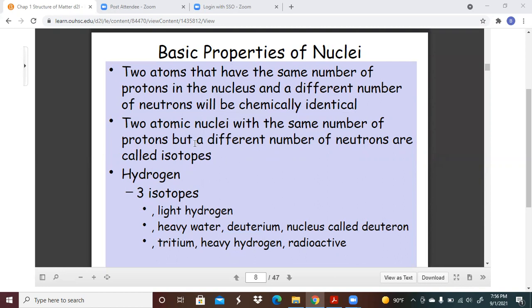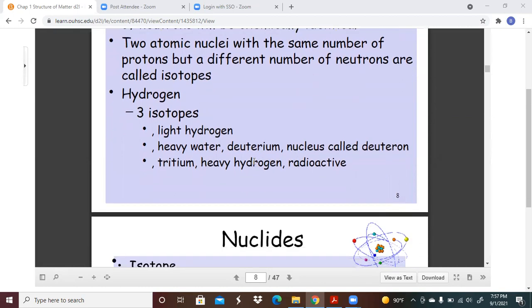Two atomic nuclei with the same number of protons but a different number of neutrons are called isotopes. Iso meaning the same; if you can remember this, the P in isotopes is the same as protons, so the same number of protons. So for hydrogen, we have light hydrogen, we have heavy water, deuterium, whose nucleus is called a deuteron, and we have tritium, or heavy hydrogen, and that is considered to be radioactive.